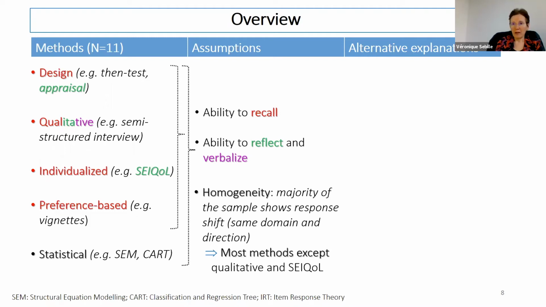Regarding some important assumptions, we could also notice that most methods, except qualitative methods and individualized methods, assume that response shift is more or less homogeneous within a sample or a subsample. And it means that most methods assume that the majority of the sample shows response shift in the same domain and in the same direction.